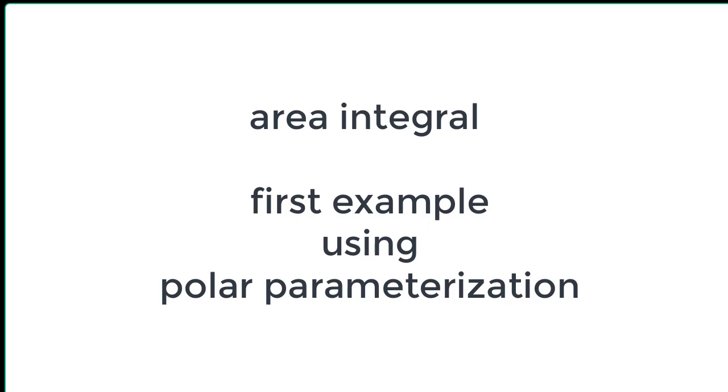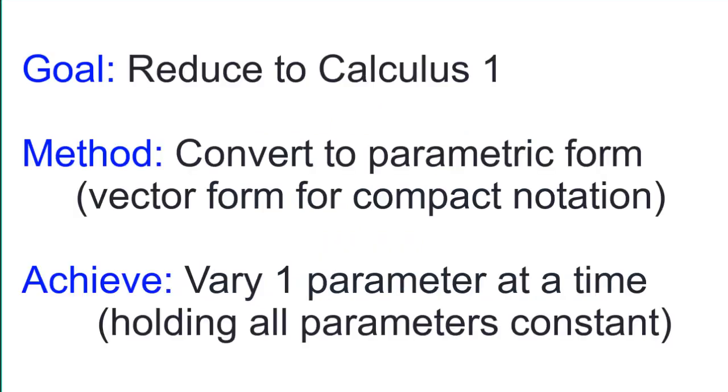Let's do our first example of area integrals using polar parameterization. As always, our goal is to reduce to calculus 1. Once we convert to parametric form, we're going to integrate over those curves, where one parameter varies and all the other parameters are fixed. So we're always doing a line integral, and a line integral is a calc 1 integral. So here we go.